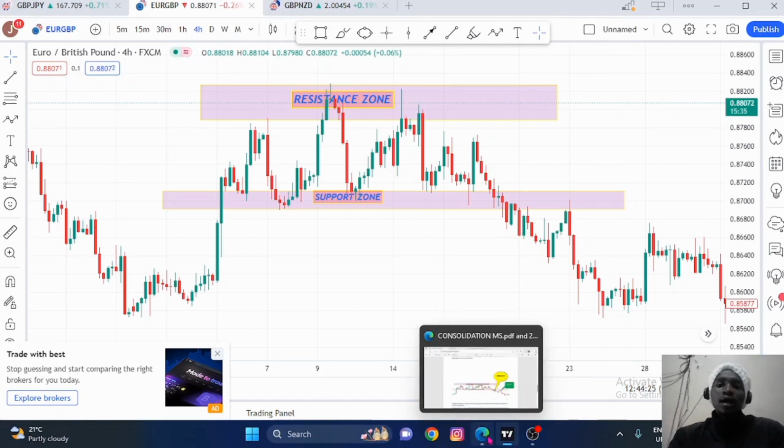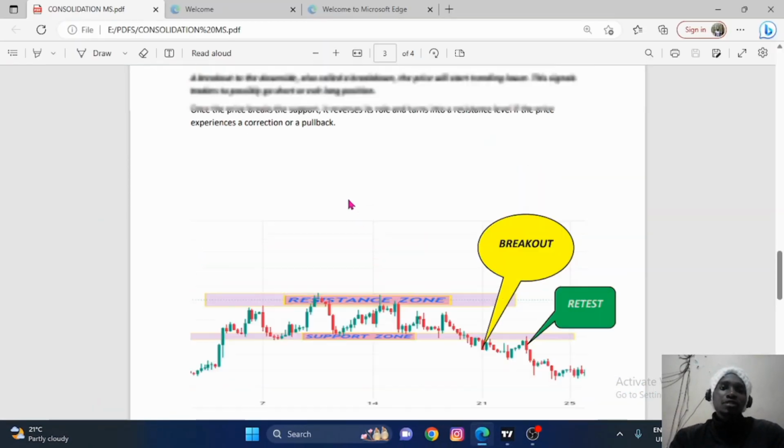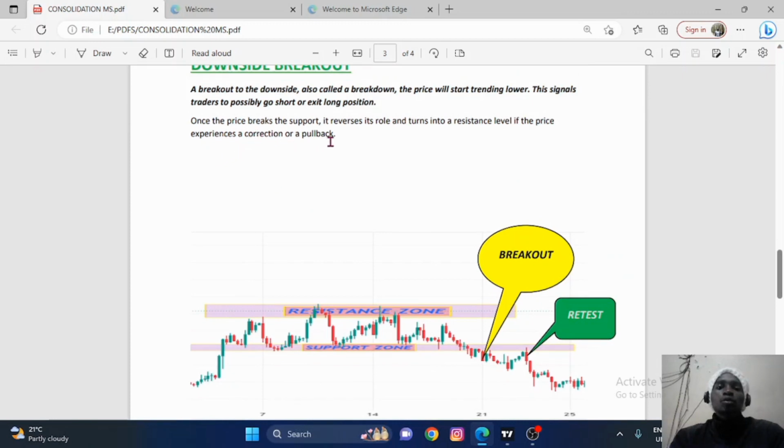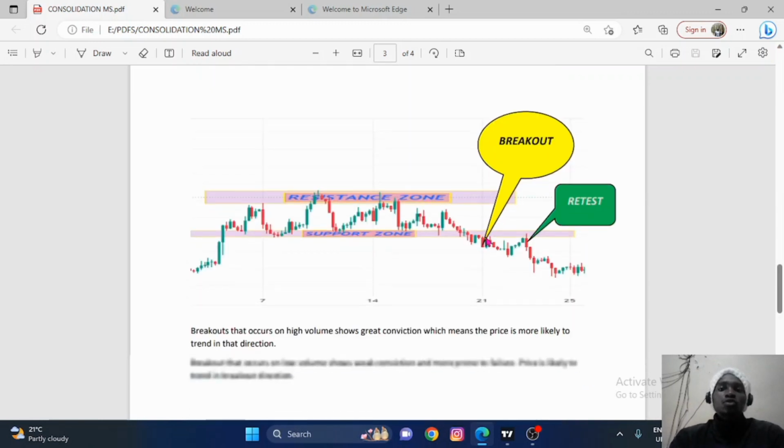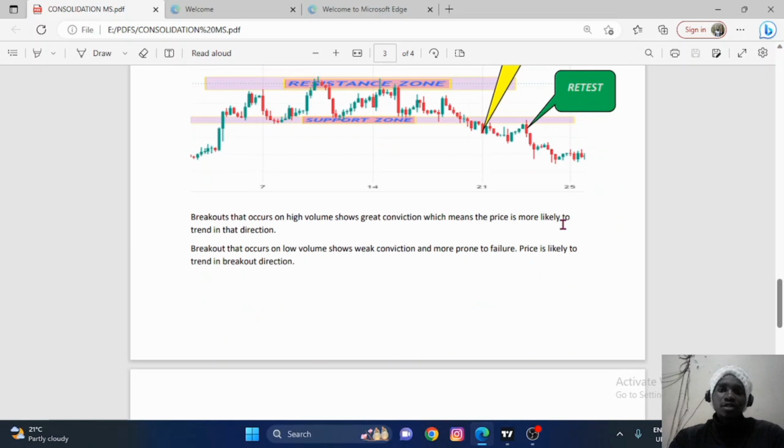Now, let's go back. What does the PDF also explain? Once the price breaks the support, it reverses its role and turns into a resistance level if the price experiences a correction or a pullback. I have put a very good picture there, a very good diagram, as you can see. We have the breakout first of all, and then we have what we call the retest, and then you enter into a trade.